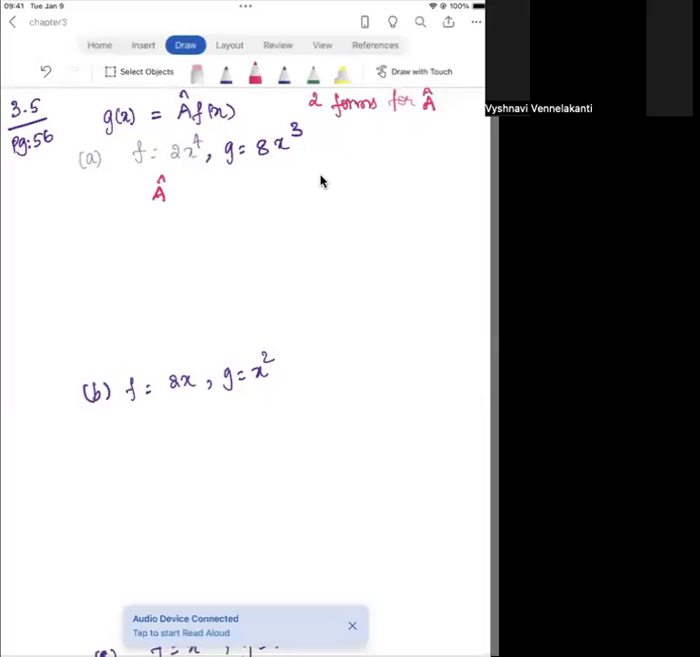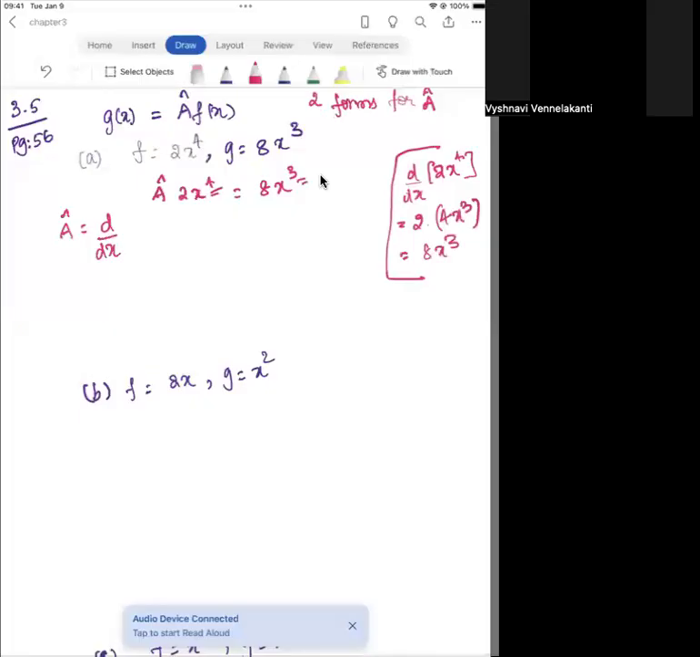So when operator A acts on 2x to the power 4, we're going to get 8x cubed. So we see the power of x getting reduced by 1. And one way that can happen is if you're taking a derivative. So if the operator is d over dx, the first derivative, let's just do that. The first derivative of 2x to the power 4 is just going to be 2 times 4x cubed, which is 8x cubed. So that's your answer, right? So one option for A could be taking the first derivative.